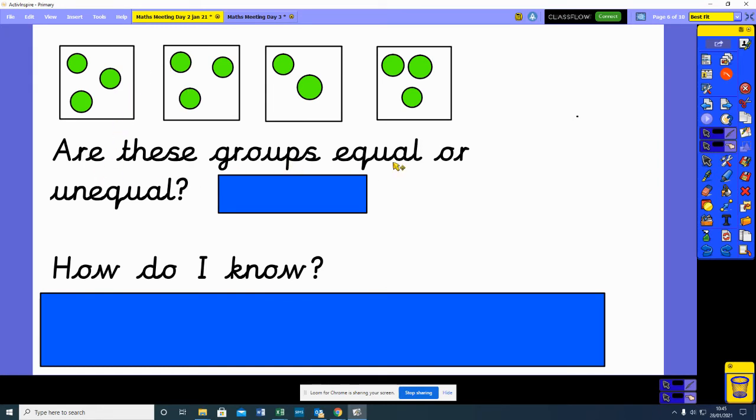Okay. Are these groups equal or unequal? And how do I know? Okay, I'm going to pause the video for you to decide, are these groups equal or unequal? Write your answer down now. And how do I know that?